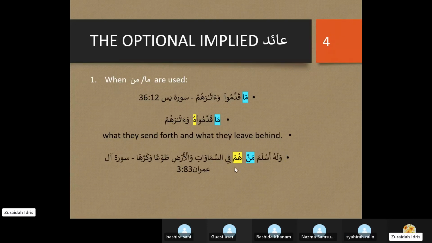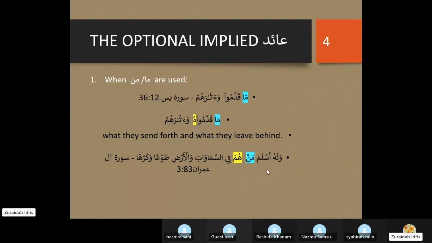Another example here is something you see all the time: ma fis samawati wal ard. You also have man in this particular verse: man fis samawati wal ard. We never think about the fact that for this man, there has to be an a'id inside the silah that goes back to the man, and that a'id has been dropped as well.